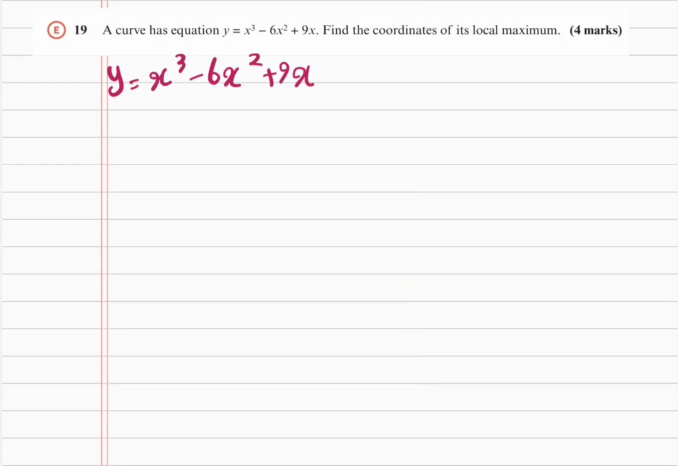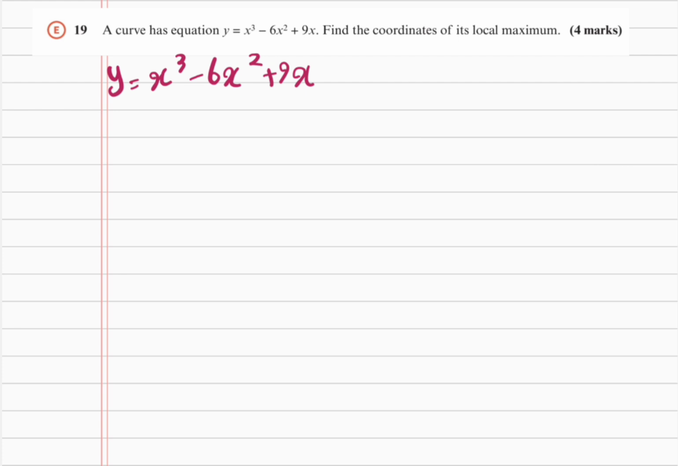Hi everyone, this video is on the mixed exercise 12 question 19. So we have a curve with this equation and we want to find the coordinates of its local maximum. As soon as you see a question that's about the local maximum or minimum, you should be thinking of the second derivative, because the second derivative is the tool that allows us to determine if a stationary point is a local minimum or a local maximum.